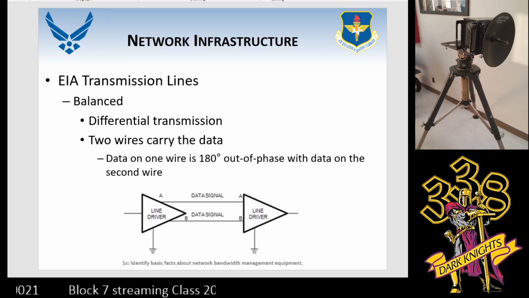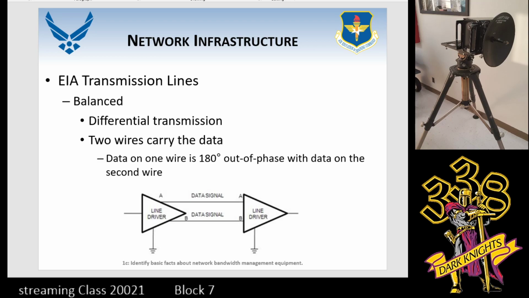EIA transmission lines. The first we will talk about is balanced, which uses a differential transmission, 2 wires that carry the data. So if y'all have probably heard about twisted pair once or twice in either Dolan or Jones Hall, right? Like a twisted pair cable. Yes, sir. So that's what this is. A twisted pair cable is a balanced transmission line. That's where data is carried on both wires within the shielding, and the data on one wire is required to be 180 degrees out of phase with the data on the other wire.